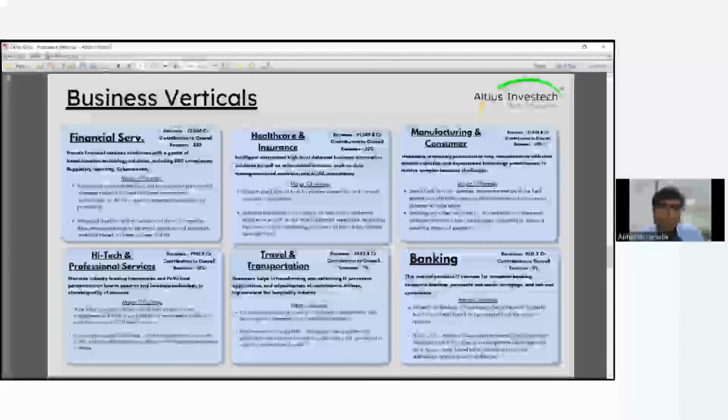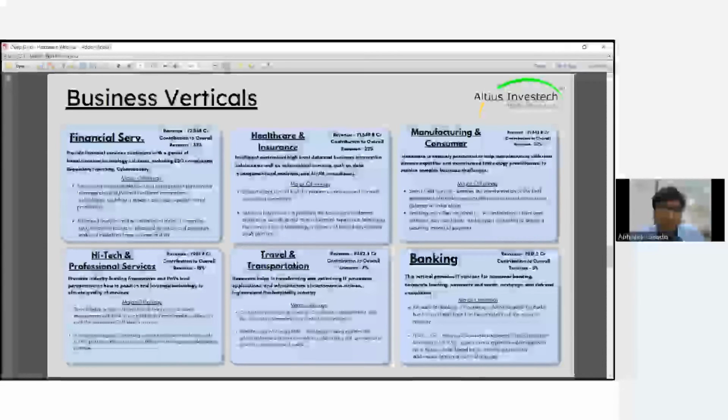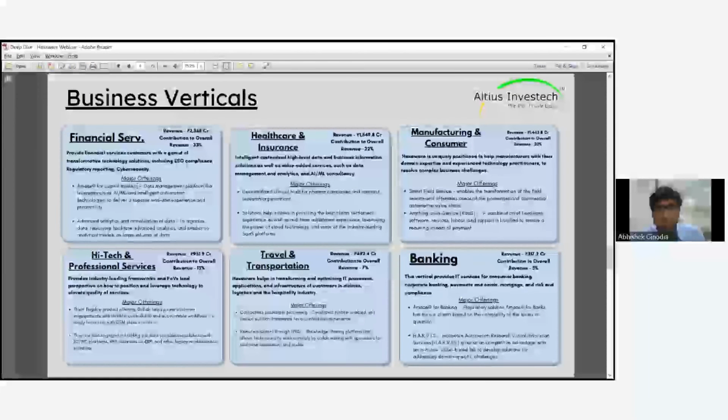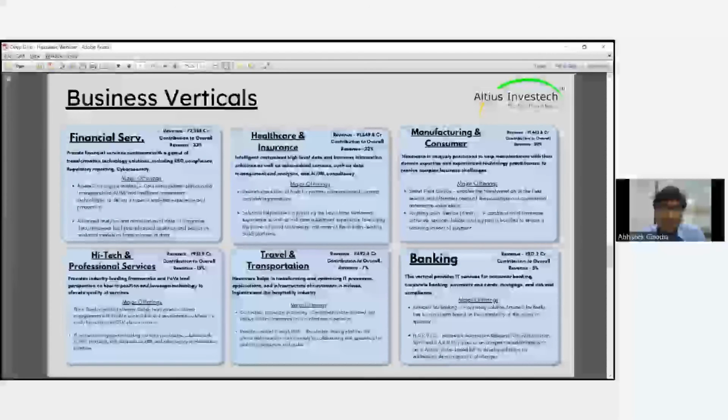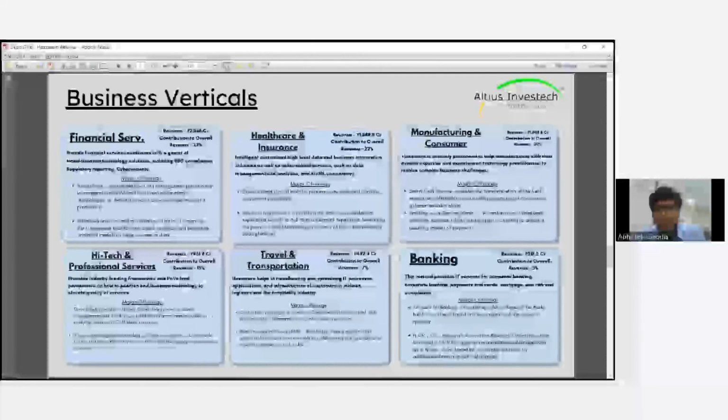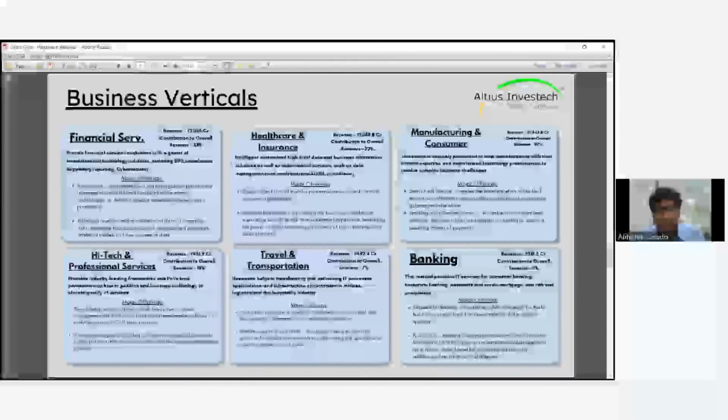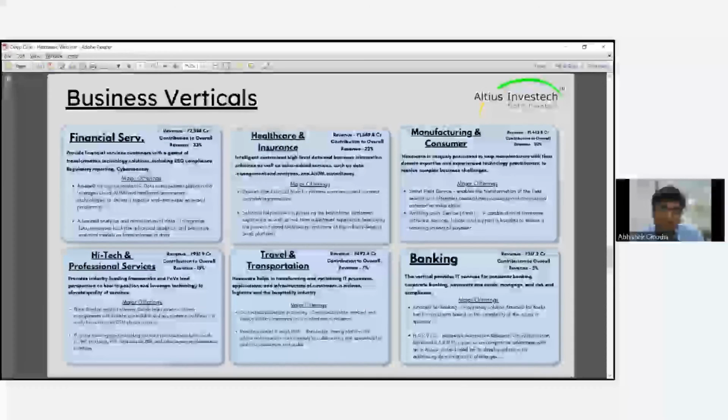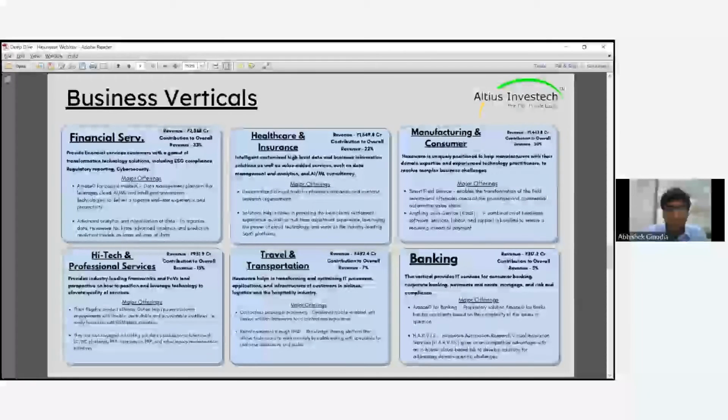Roughly, as discussed, financial services is the largest contributor to Hexaware's revenue. Then comes healthcare, which contributes around 1,500 crores. Manufacturing is around 20%, contributing 1,400 crores. And high tech and professional, travel and banking overall cover, I think, close to 25% of the overall top line.